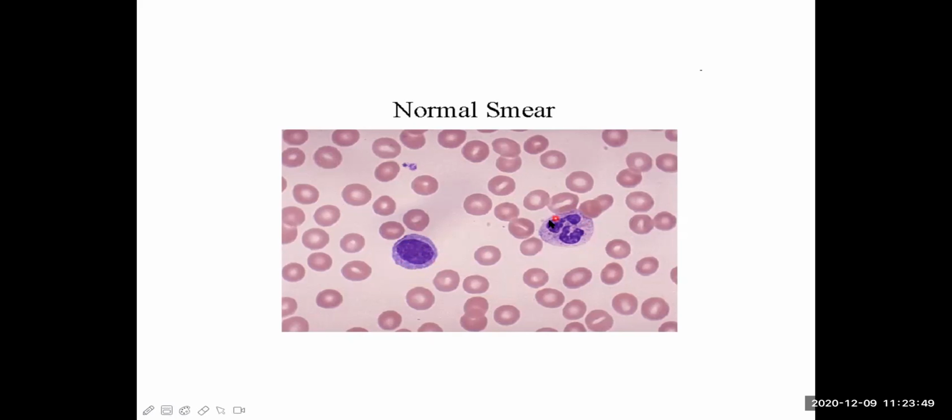What cell is this? This one. Neutrophil. There is no doubt, this is a neutrophil. Look at the three segments of the nucleus: 1, 2, and this is the third one. So this is a neutrophil.